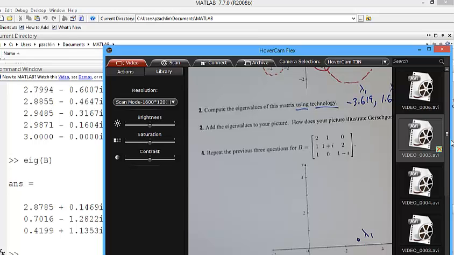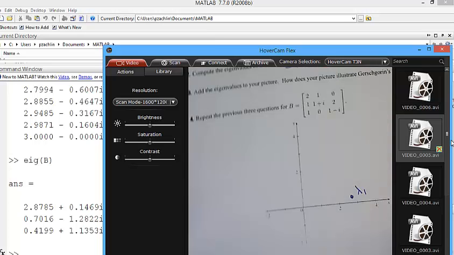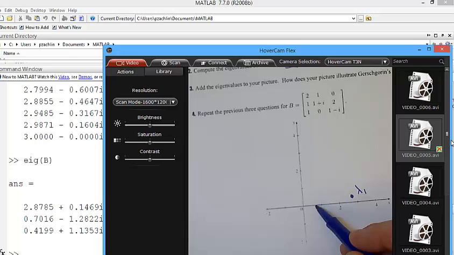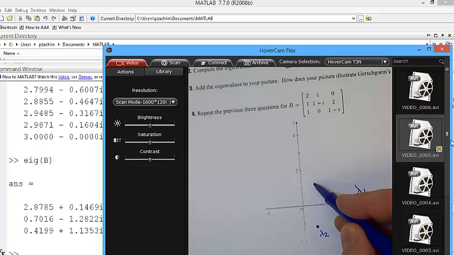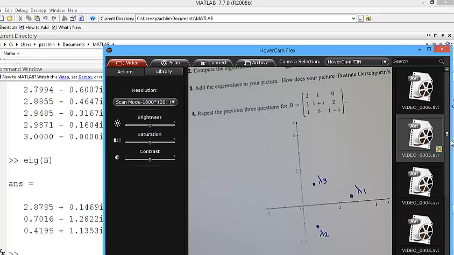Now lambda 2, it says, is 0.7 and negative 1.28. What the heck is that? Well, here's 0.7 and here's negative 1.28. So here's lambda 2. And then lambda 3 is 0.4199, comma 1.13. So that's this one. Something like that. All right, so now I have to do the disks.